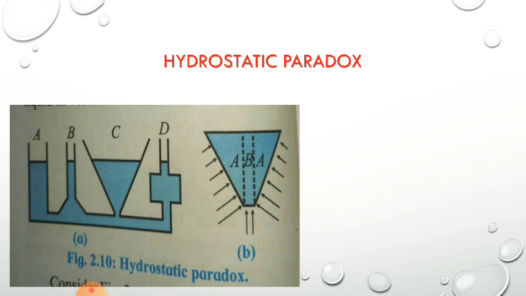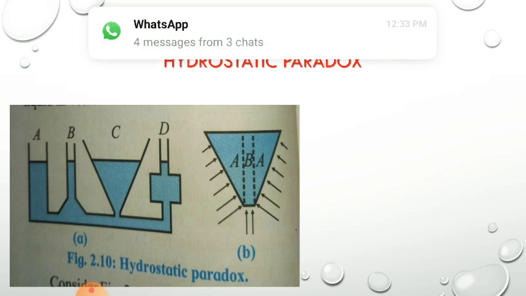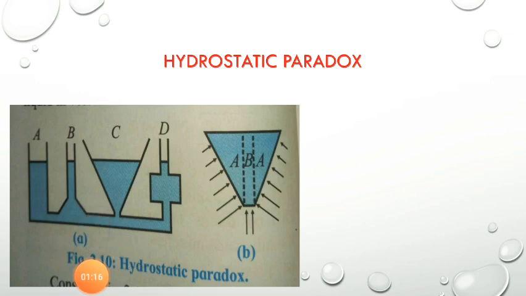One can feel that the pressure at the base of the vessel C would be more than that at the base of vessel B, and a liquid from vessel C would rise into the vessel B. However, it is never observed.